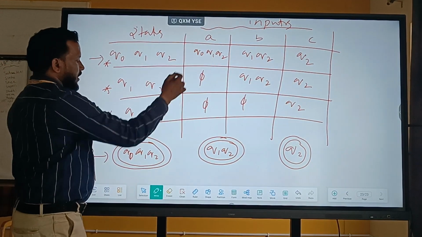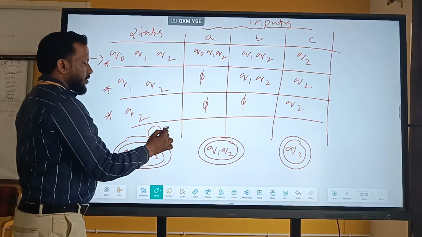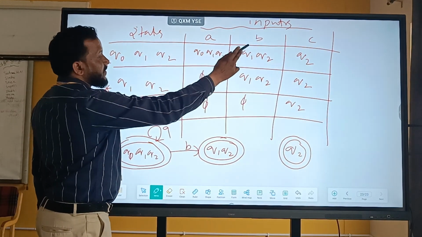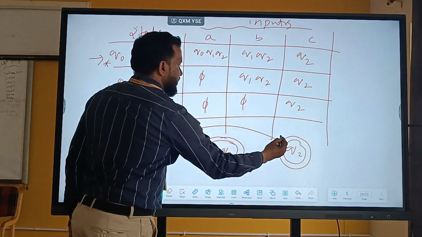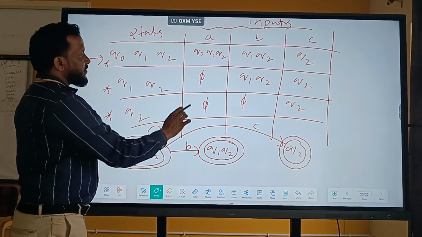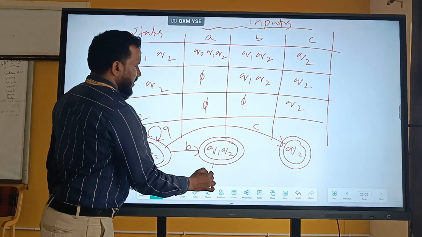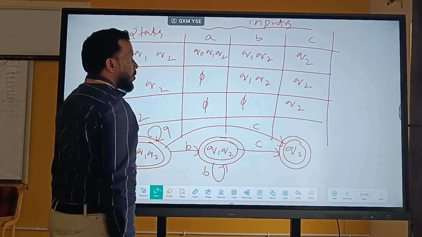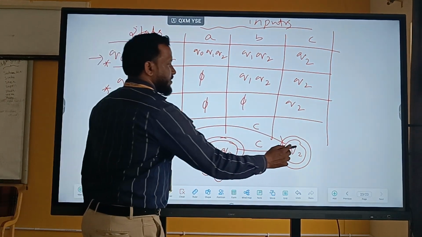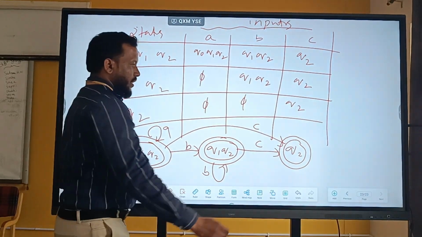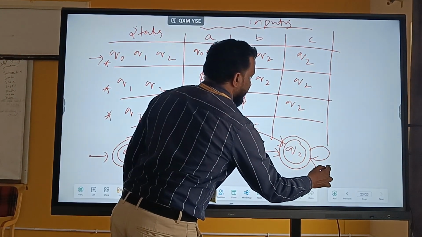Now Q0 on A, where is it going? Q0 on A, it is going to the same state. Q0 on B, it is going to this state. Q0 on C, where is it going? Q2. Okay, fine. Next Q1 and Q2: on A, no transition. For B, it is going to the same state. For C, it is going to this state. Only Q2 on C, it is going to Q2. This is our final DFA.